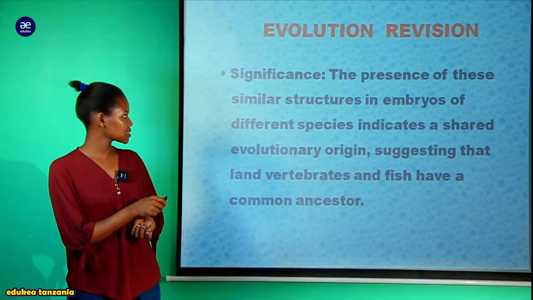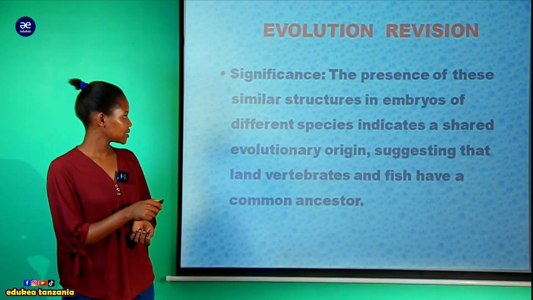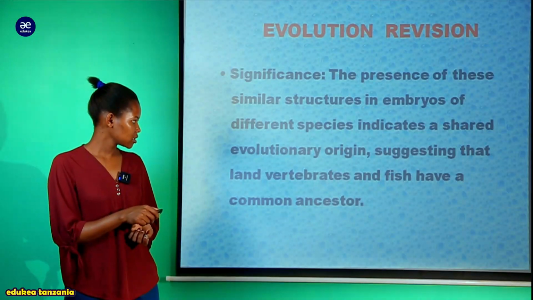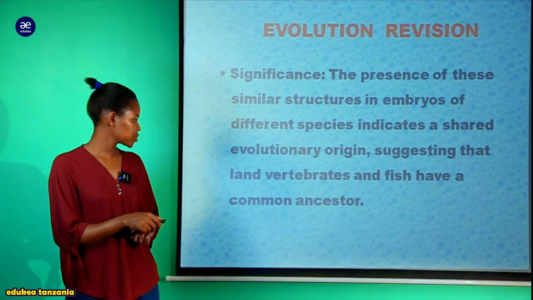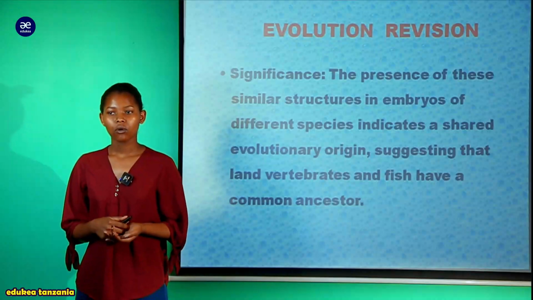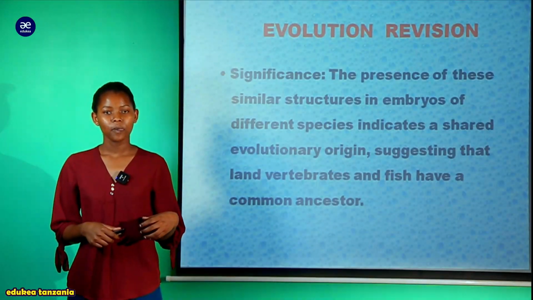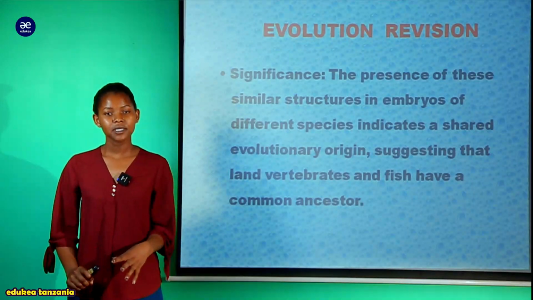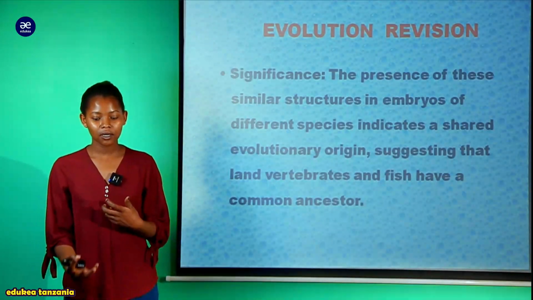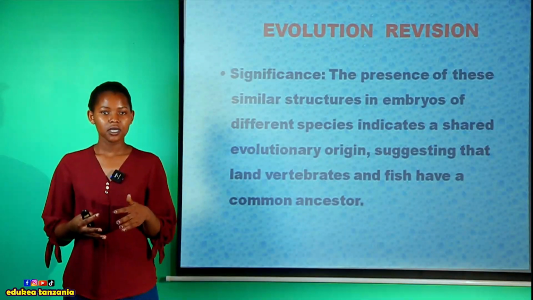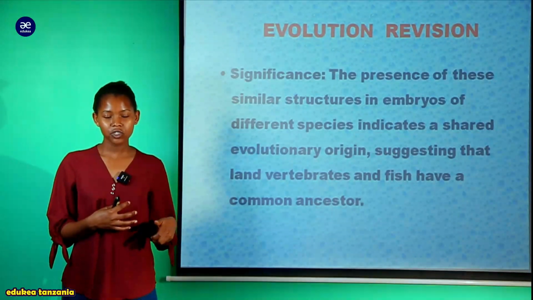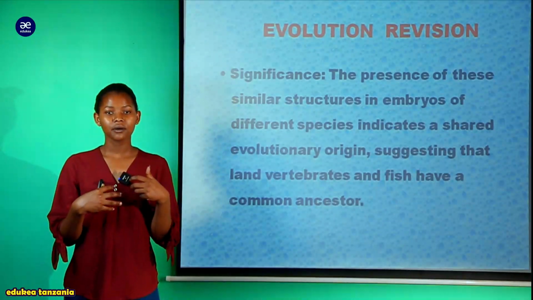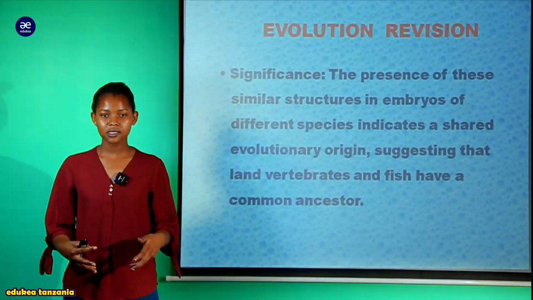And the significance of that is that the presence of this similar structure in embryos of different species indicates a shared evolutionary origin, suggesting that land vertebrates and fish have a common ancestor. Kwa hiyo huu ni umuhimu wake kwenye evolution, kwamba comparative embryology imetueleza hivyo kuonyesha kwamba hawa land vertebrates na fishes wana common ancestor, yani wana uhusiano evolutionary. Just because of the evolution, kwa hiyo from fishes others wakawa human, wengine wakawa other species na kadhalika, but the ancestor is the same.